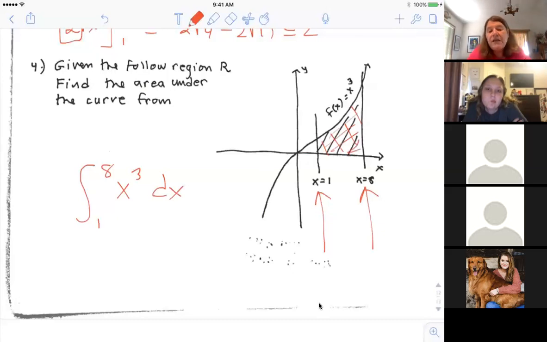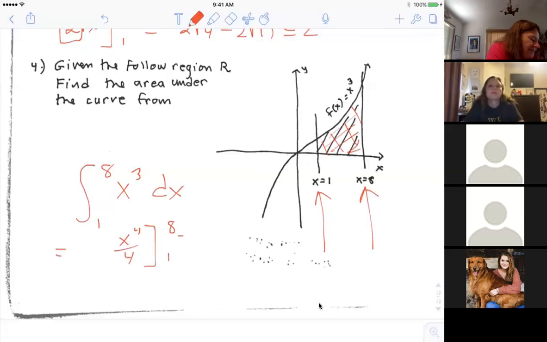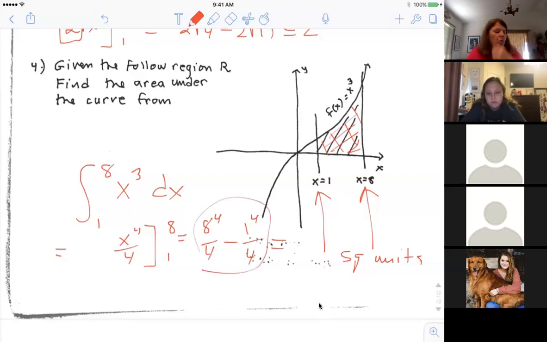And it's pretty easy, okay? I'll anti-differentiate it. I'll evaluate it from 1 to 8. It'll be 8 to the 4th over 4 minus 1 to the 4th over 4. And I don't know what that is, we'll just do it on your calculator. It's just some number, okay? Square units.